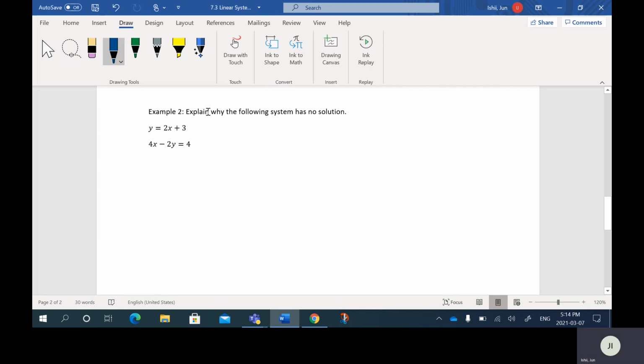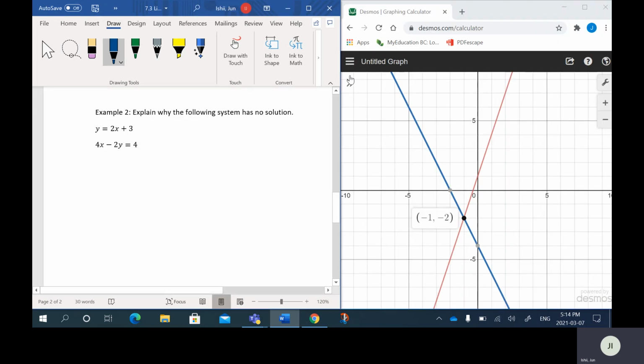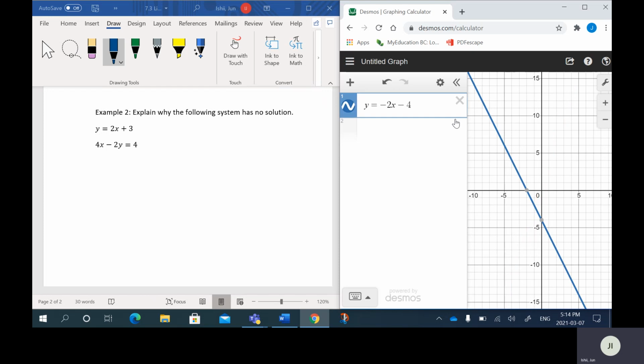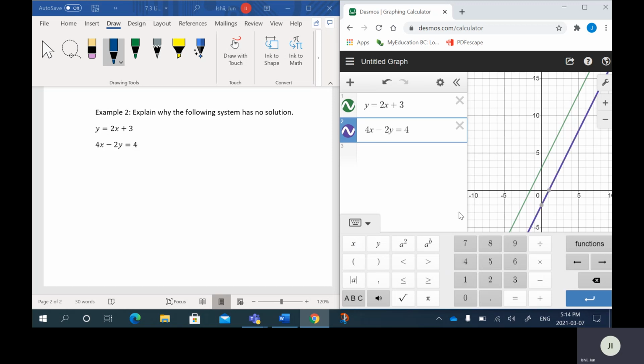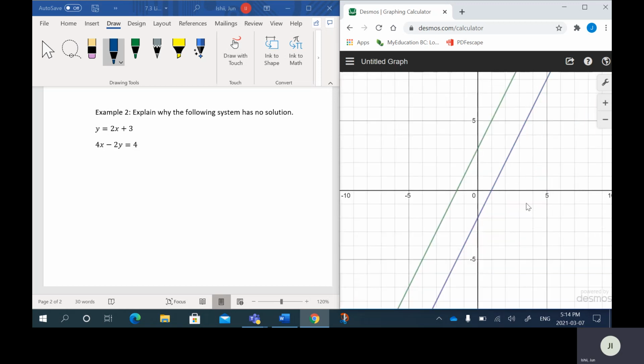Example 2: explain why the following system has no solution. All right, so this one's a little bit different. So what I'm going to do here is plug in both of these equations and see what we get. The first one is y equals 2x plus 3. And the second one is 4x minus 2y equals 4.